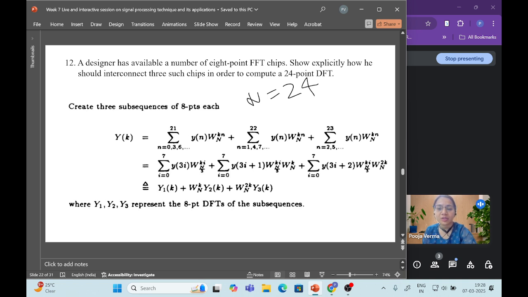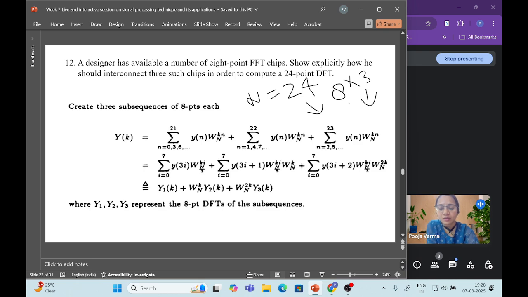So now they have asked, a designer has available a number of 8-point DFT chips. Okay, so 8-point DFT chips they have. So how many should they interconnect in order to compute? So 8 into 3. So that means 3 chips are required. So 3 chips they should interconnect, so that 24 will be there. So 8, 8, 8. So that 8-point DFT they have to connect.